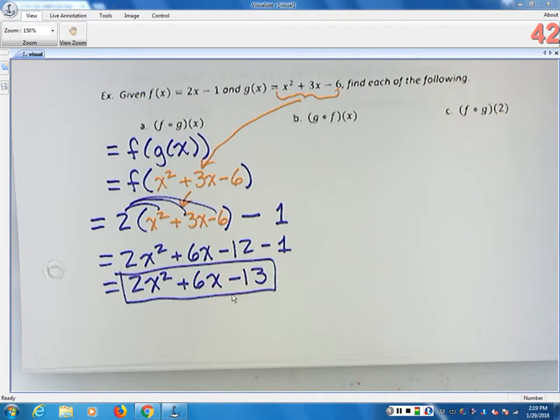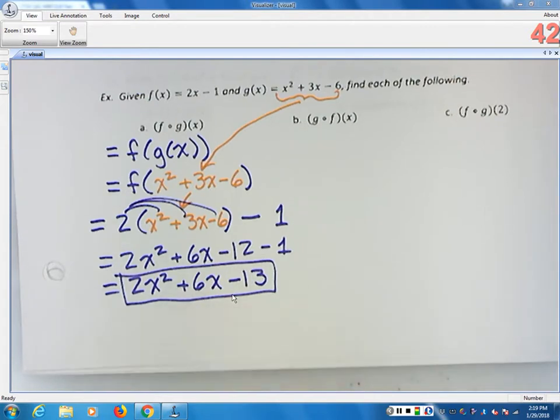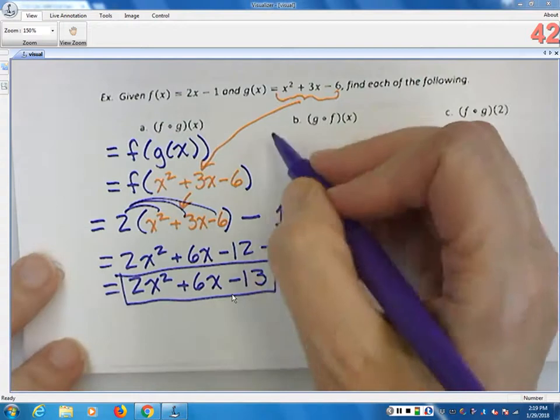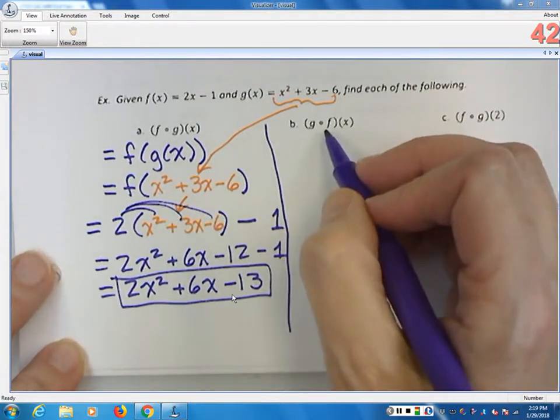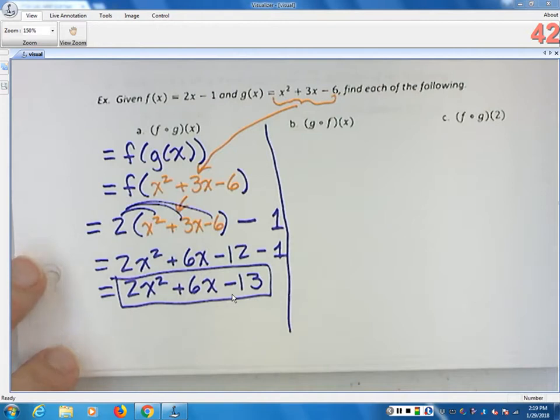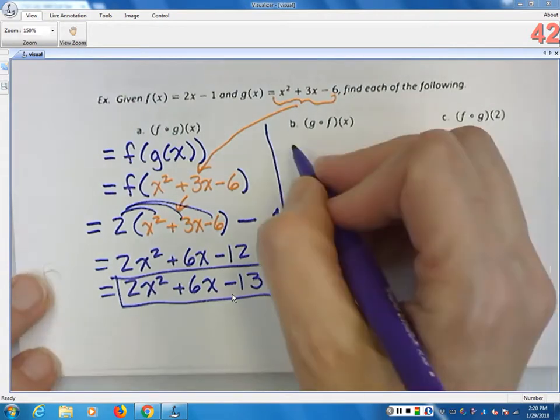Okay? Now, you notice you don't get just a number, you get an expression. Now don't magically set that to 0 and solve for x. It doesn't work that way. Alright, we're going to do the next one. What is g of f of x? g composite f of x. We just did it, isn't it going to be the same thing? No. Okay, so you need to write what it means.